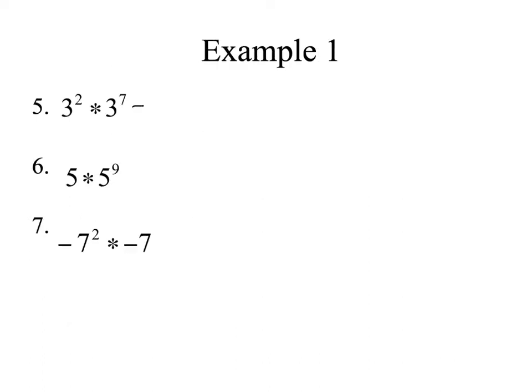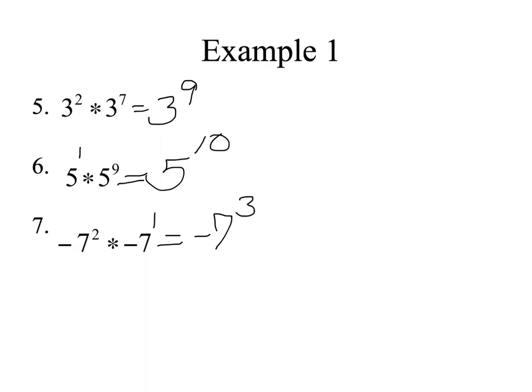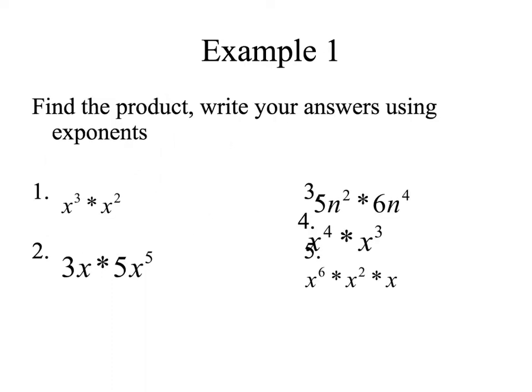Continuing right along, 3 squared times 3 to the 7th would be 3 to the 9th. In number 6, we have that exponent of 1 with the 5 again, giving us 5 to the 10th power. And number 7 with the negatives, and an exponent of 1 above the second negative 7. The negative 7 is our base, so the negative just comes along, and 2 plus 1 is 3. You're still just going to add your exponents.